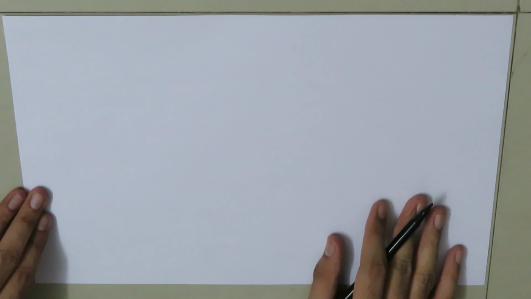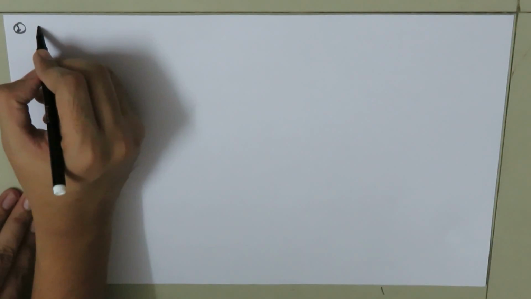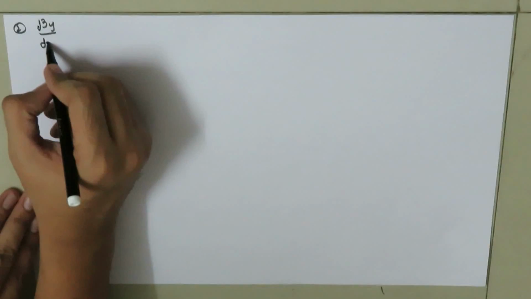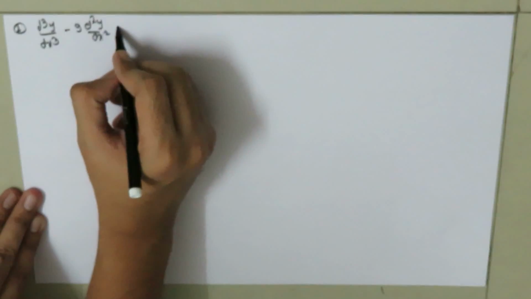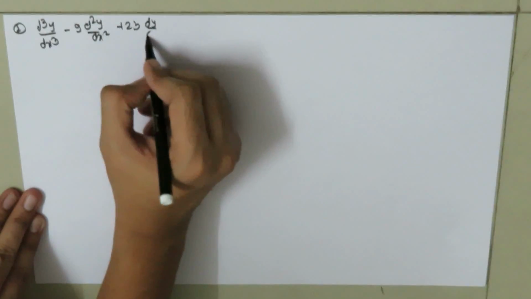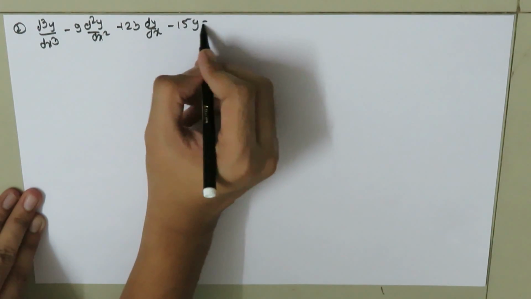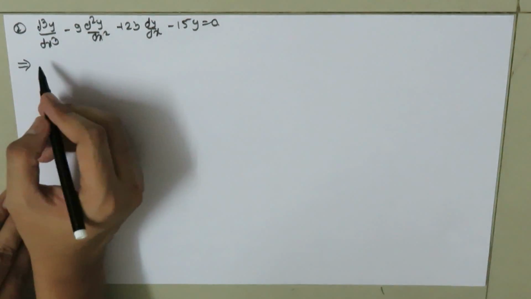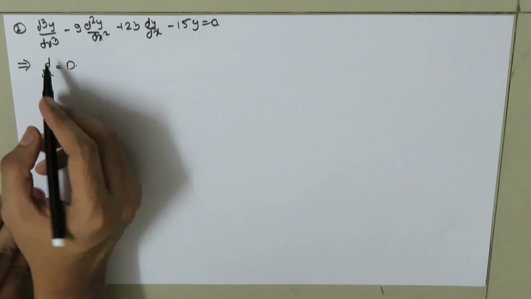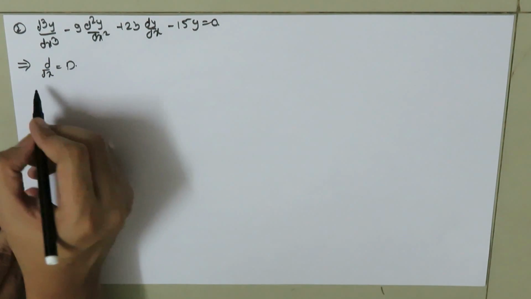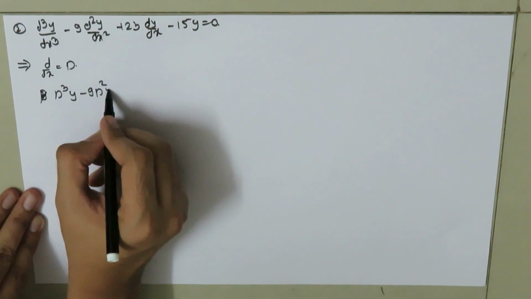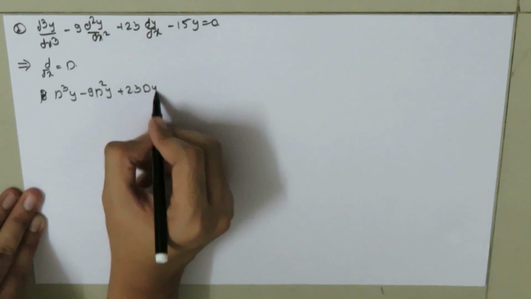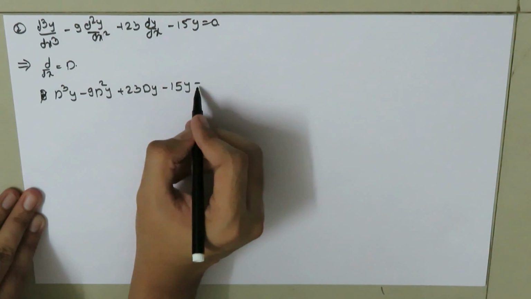So our next example is d3y by dx cube minus 9 times d2y by dx square plus 23 times dy by dx minus 15y is equal to 0. And as I told earlier that in order to reduce the time of writing, we are going to consider d by dx as capital D. So d3 by dx cube will be D cube, so it will be D cube y minus 9 D square y plus 23 Dy minus 15y is equal to 0.